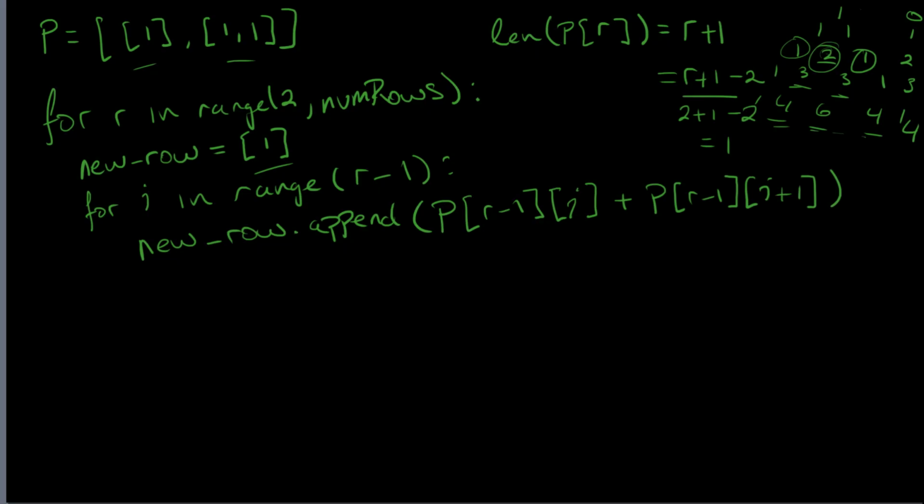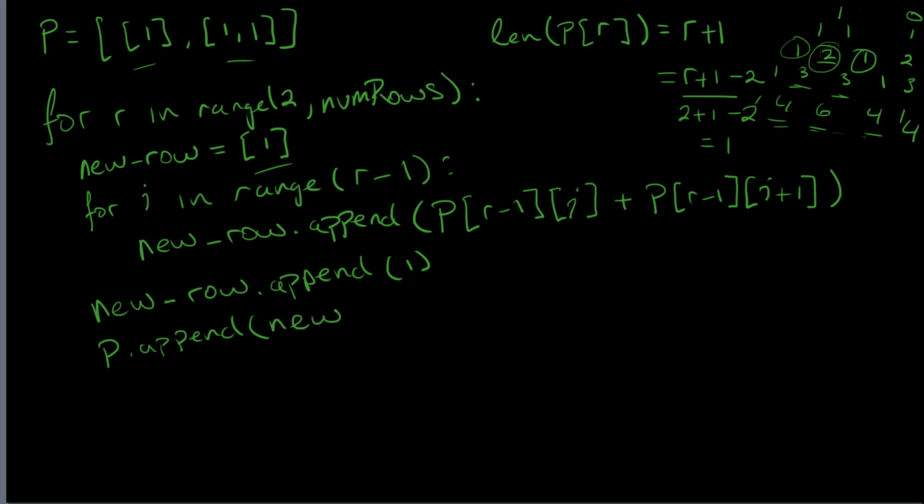Once that's over, we've added all the non-trivial elements. Let's add back that trivial element, which is the one, the rightmost one. And then let's add this to P. And then finally, we can just return p.